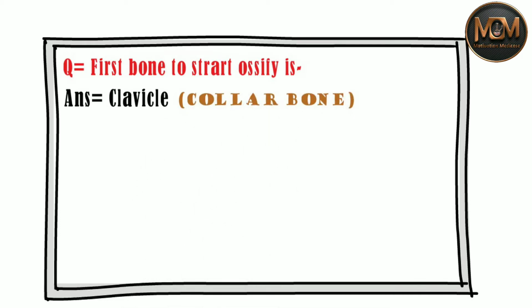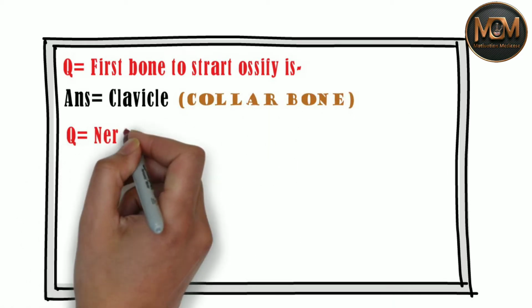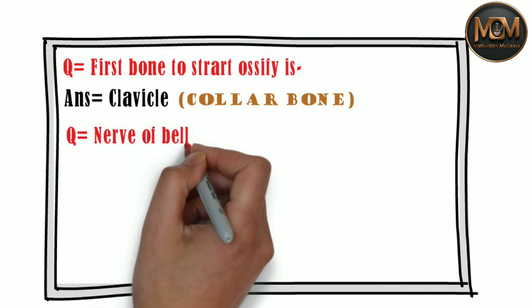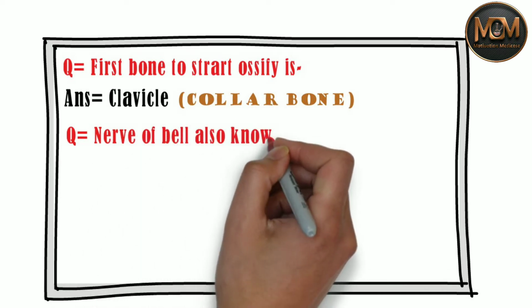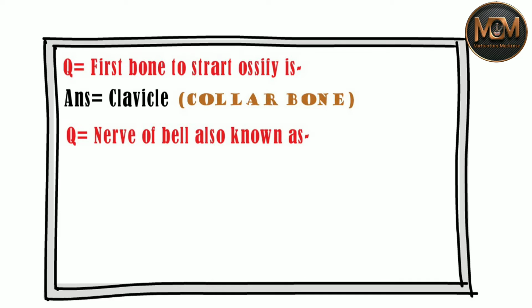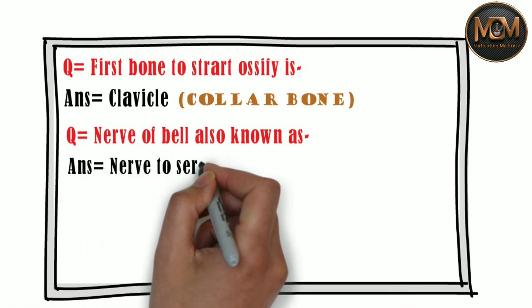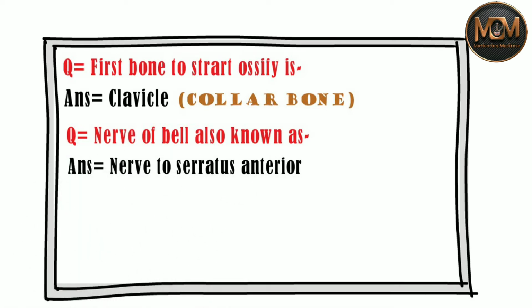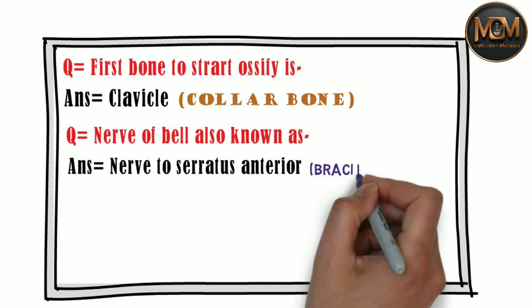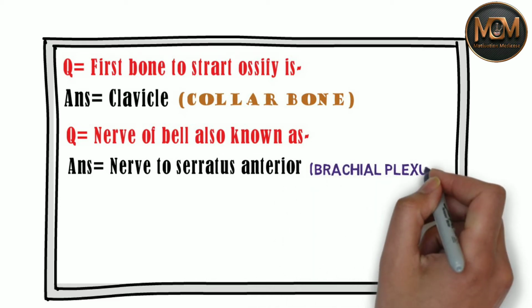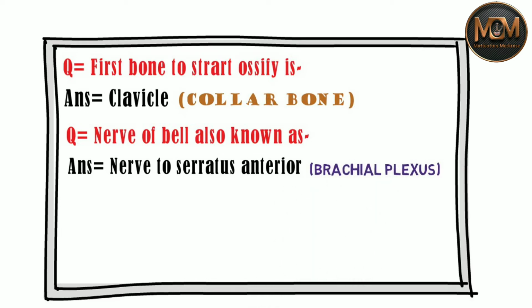Now let's take another question: nerve of Bell is also known as. The answer is the nerve to serratus anterior. About the serratus anterior, as you know, it's a branch of the brachial plexus. If you want to learn the brachial plexus in a very easy way with the help of a mnemonic and an interesting story, we have also made a video on the brachial plexus. You can check the i button over there, you can find it.